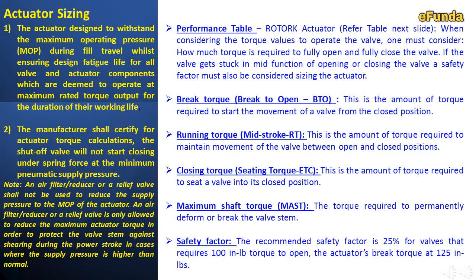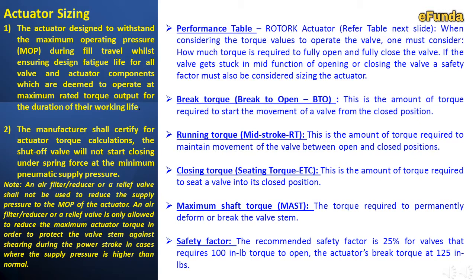This is the amount of torque required to maintain movement of the valve between open and closed positions. Closing torque, that is seating torque or ETC, is the amount of torque required to seat a valve into its closed position. Maximum shaft torque, that is MAST, is the torque required to permanently deform or break the valve stem.